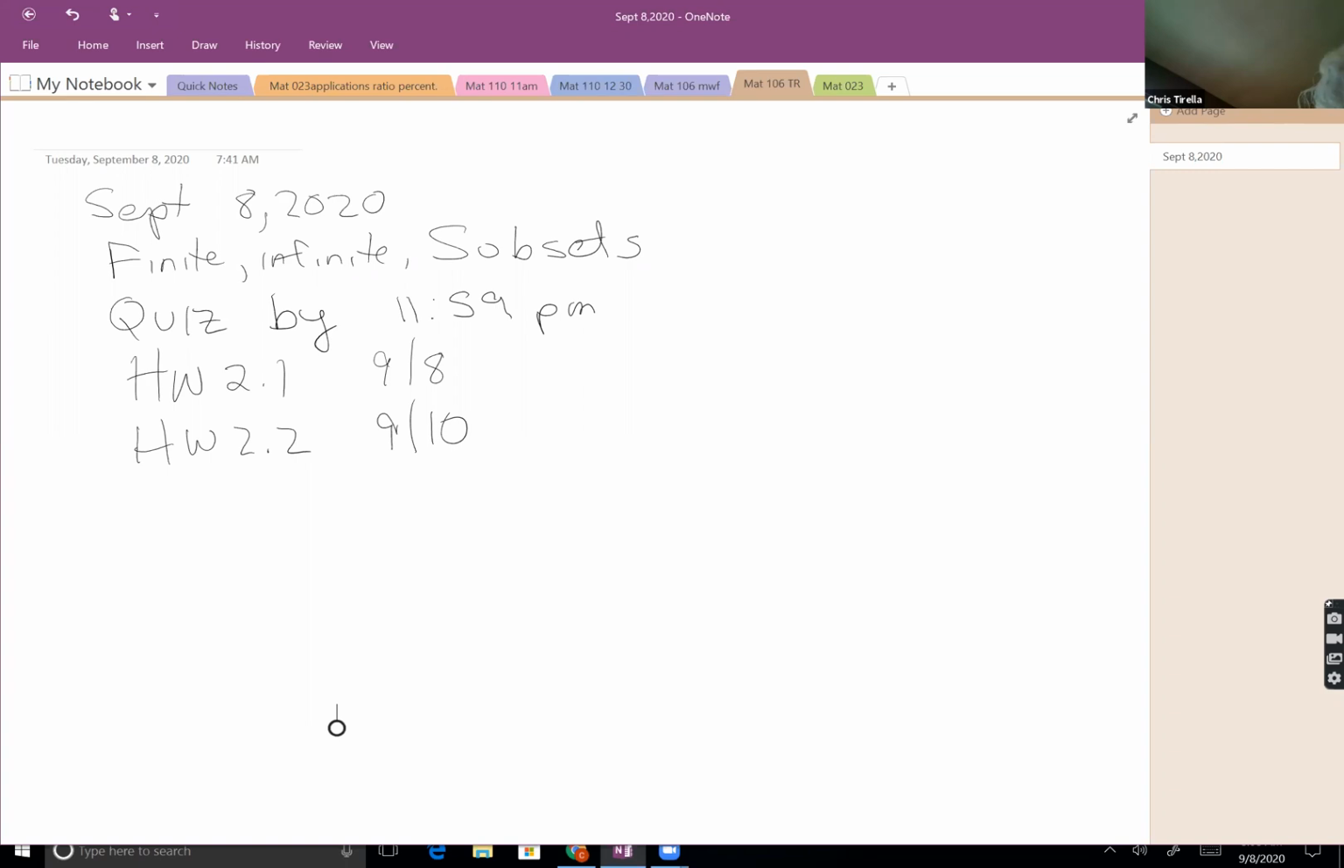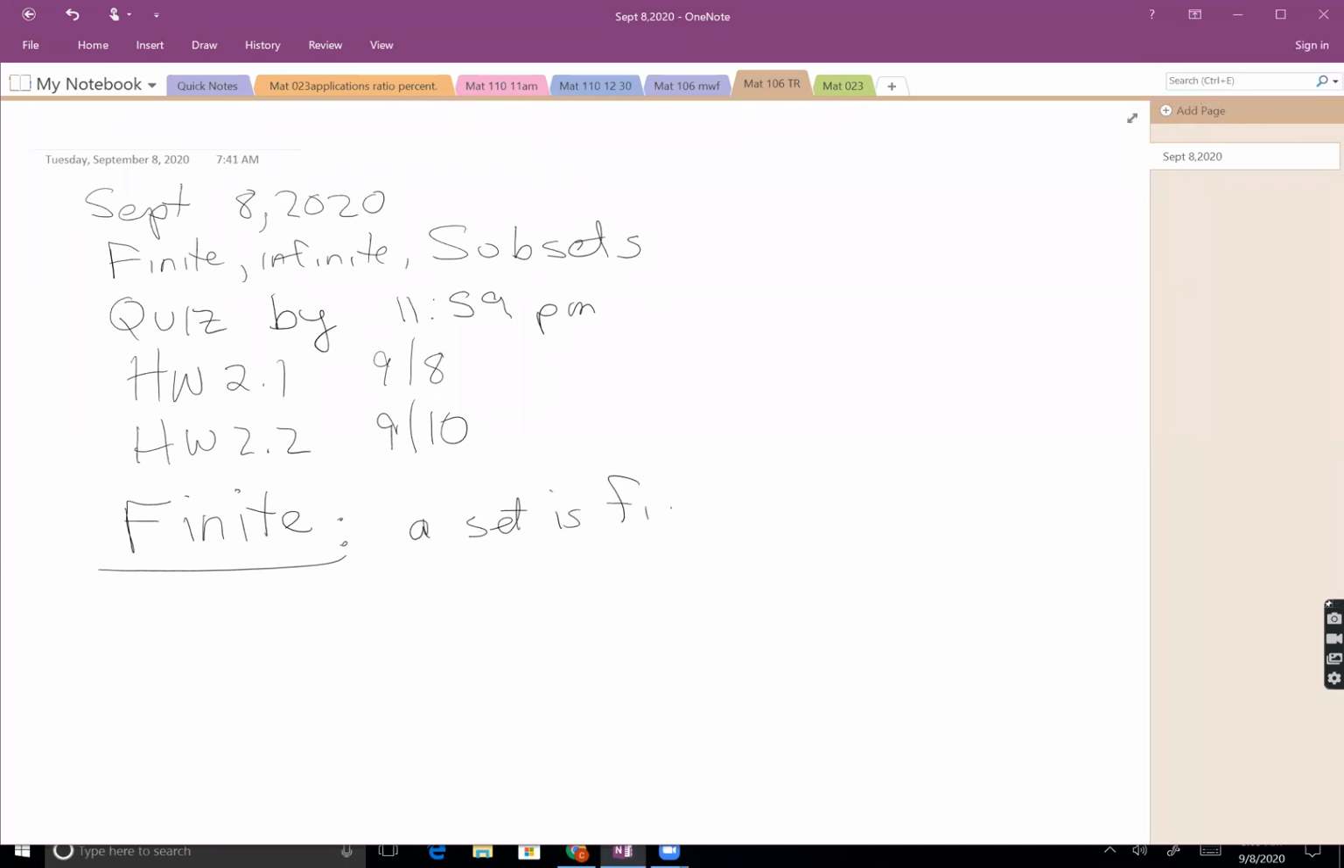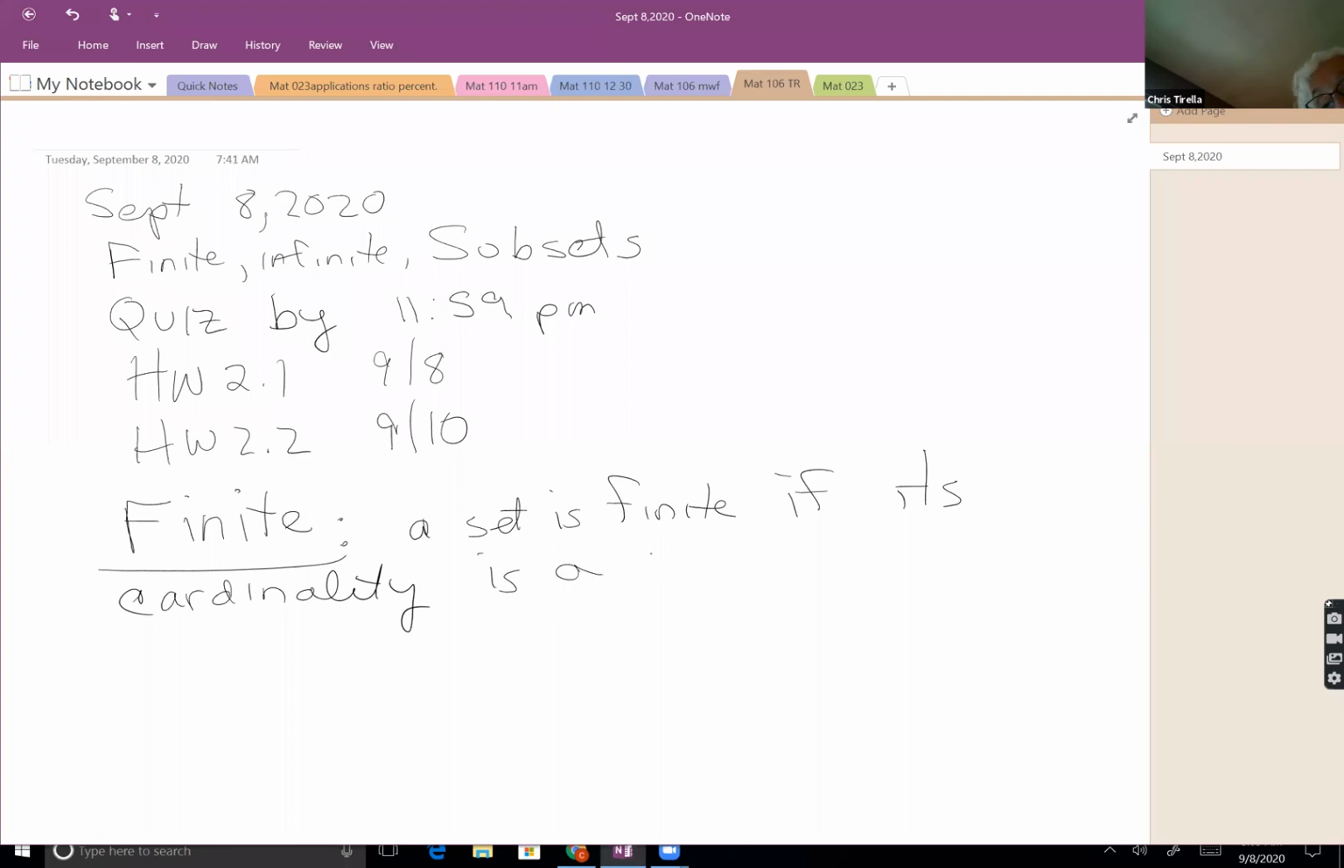I don't think in this section we have done any discussion of what it means for a set to be finite. Had we talked about that term finite yet? No? Okay. A set is finite if its cardinality is a natural number. And natural numbers, that doesn't include 0, right?